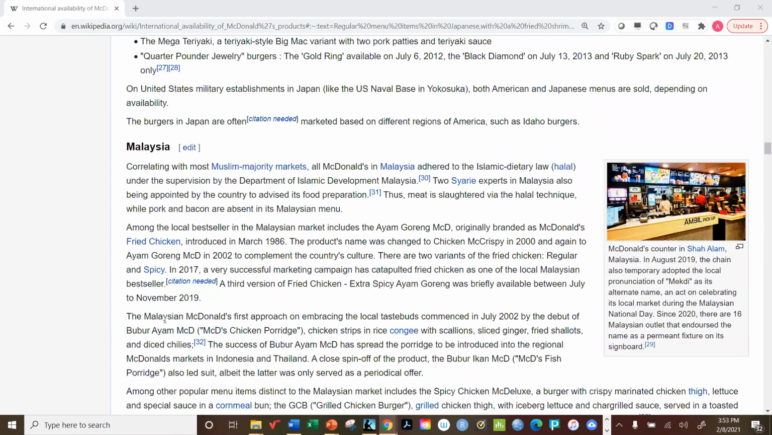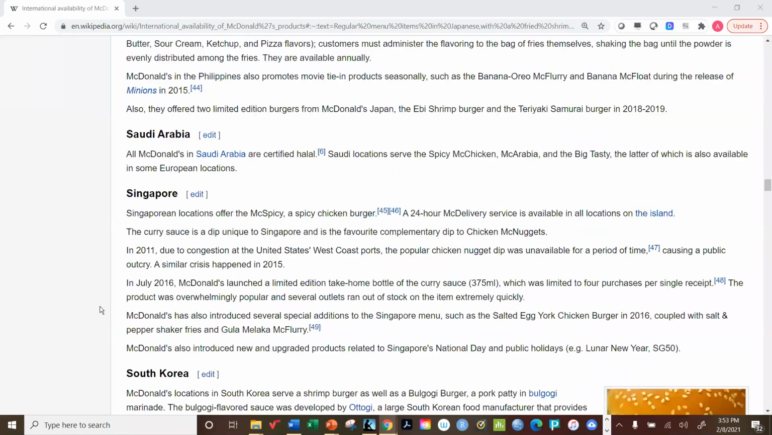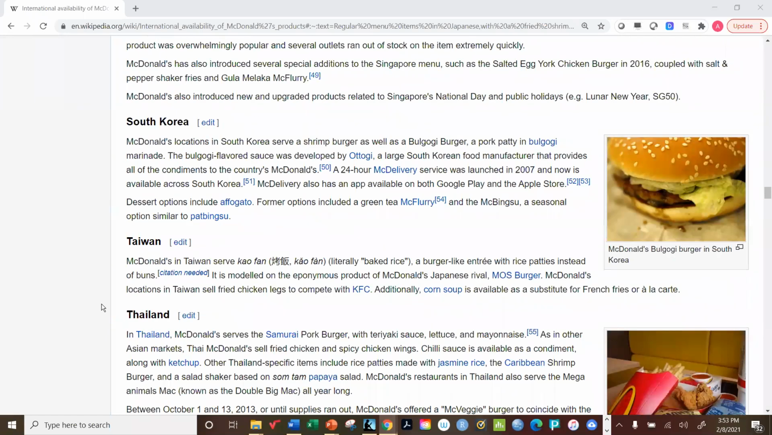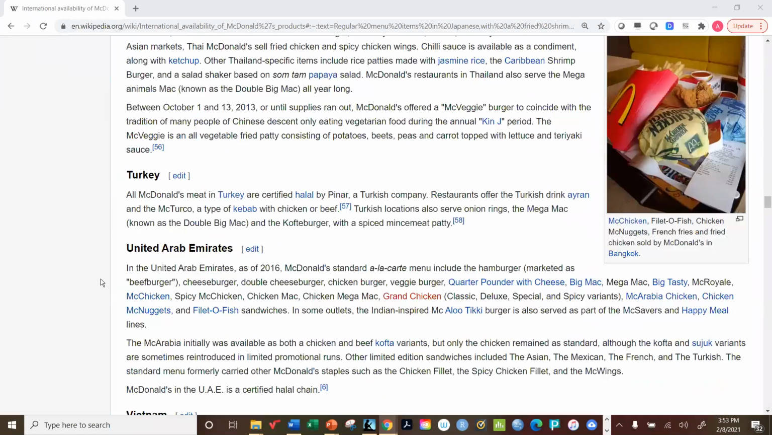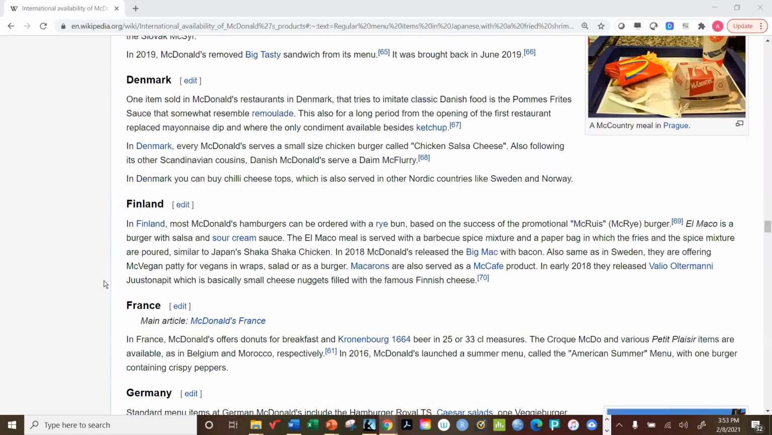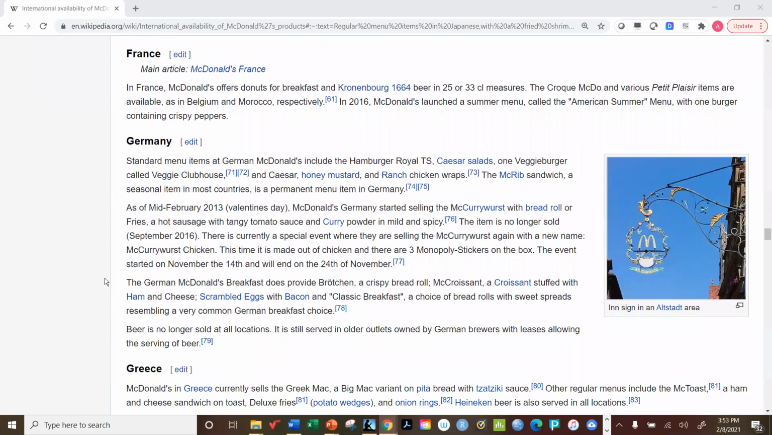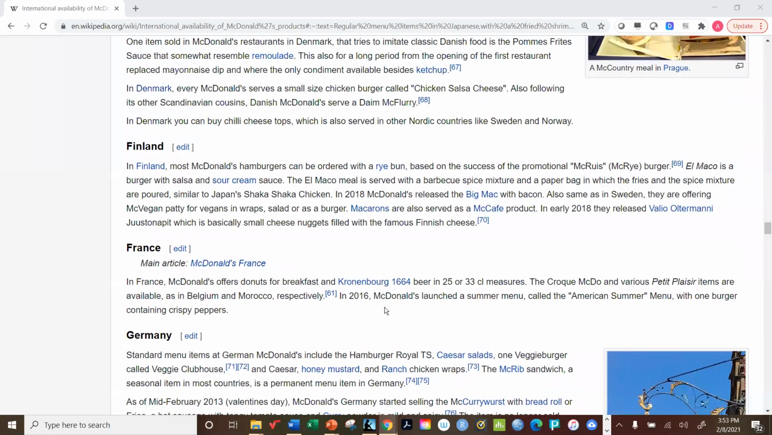What's interesting too is that in Germany they actually sell beer in McDonald's. I know that because I know people who live in Germany, and it's a very different culture over there with respect to their beer. They take it very seriously. Oh, okay. It says here it is still serving in older outlets by German brewers. I wonder what happened there. It used to be they all had it.